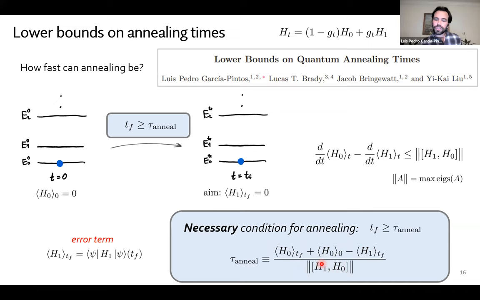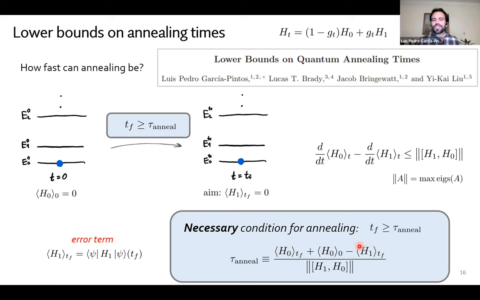And let me, how do you interpret this quantity, right? I think there's a typo here. This should be a one, sorry. This is a one, this is a zero, and this is a one. So we start in the ground state of H0, and this is a one here. So this quantity is some positive quantity. We aim to end up in the ground state of H1, so this should also be a positive quantity because the final state is excited with respect to H0.